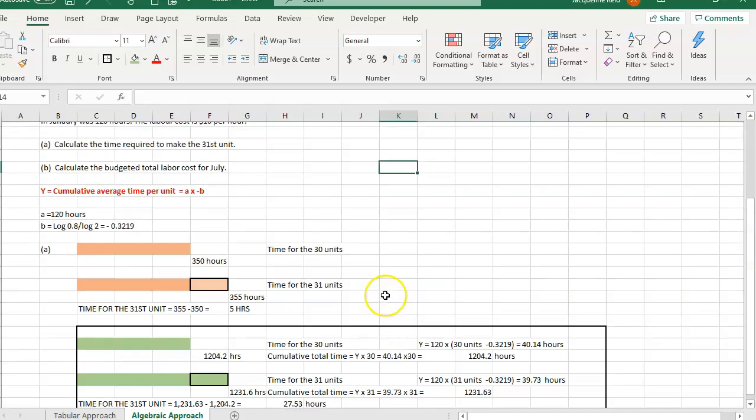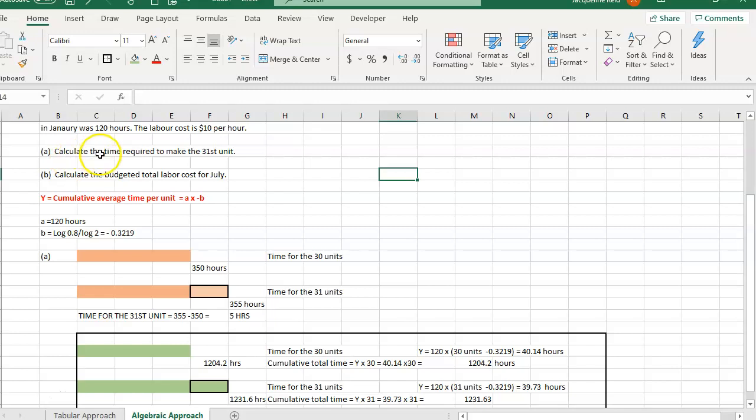So in answer to part A, it says calculate the time required to make the 31st unit. Because we're interested in the 31st unit, we have to get the whole time block for 31 units. Then we go back to 30 units and find the whole time block and then subtract. So if we're looking at, say, the 57th unit, we would have to find the total time block for 57 units and the total time block for 56 units and subtract.